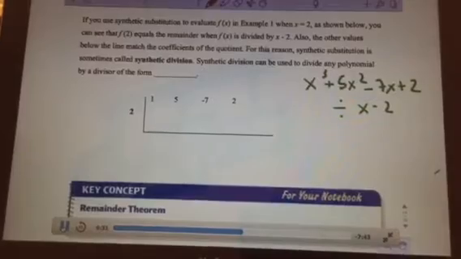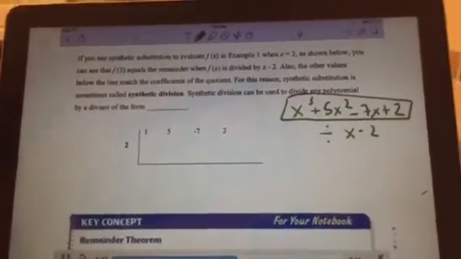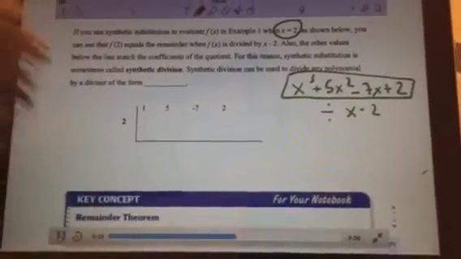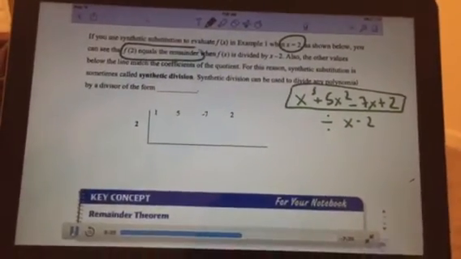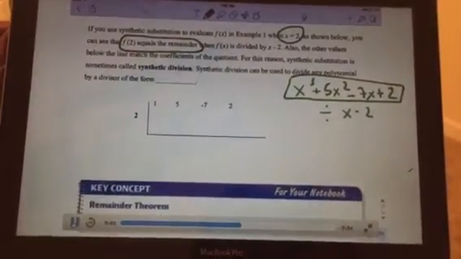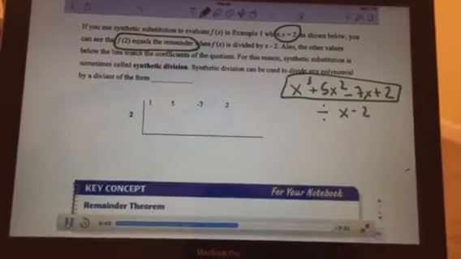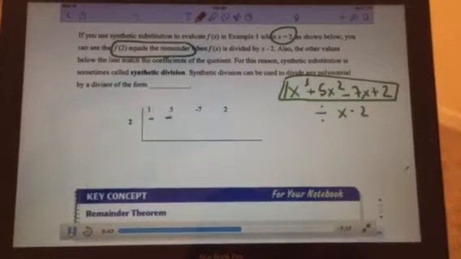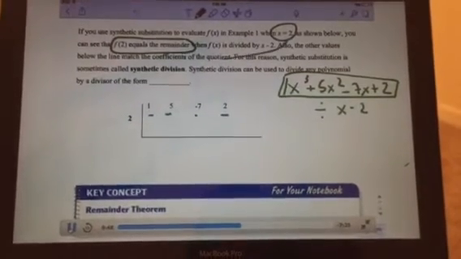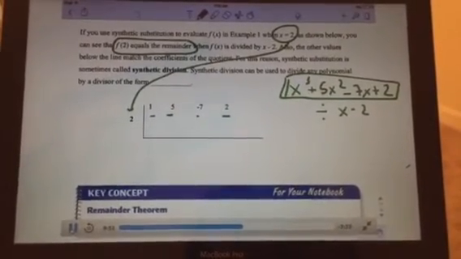Well, if we take this function and evaluate it for x equals 2, we're going to see that f of 2 gives us the remainder for that division problem. So we set it up for synthetic. My leading coefficient was a 1, my next coefficient was 5, then negative 7, then 2. Since I'm evaluating for 2, I put a 2 on the outside.